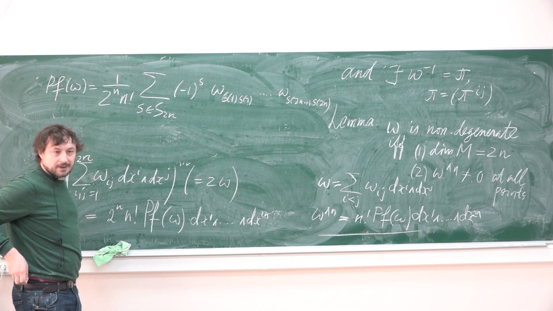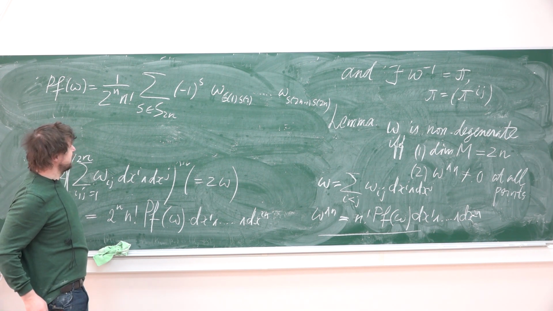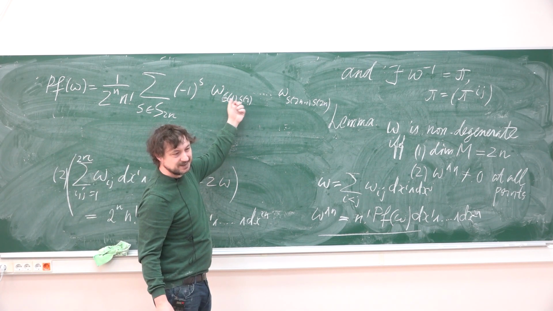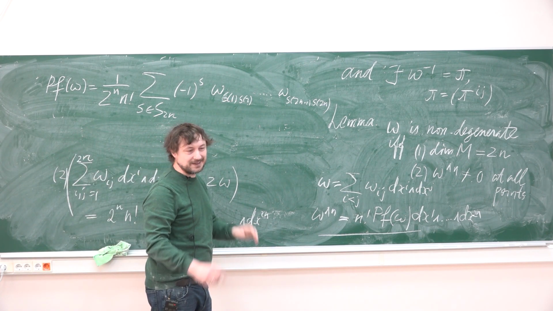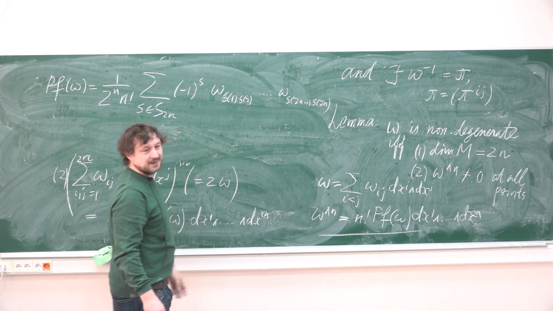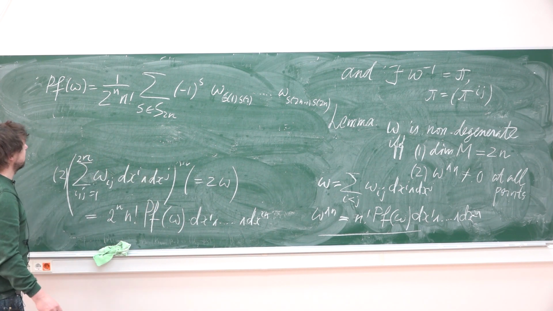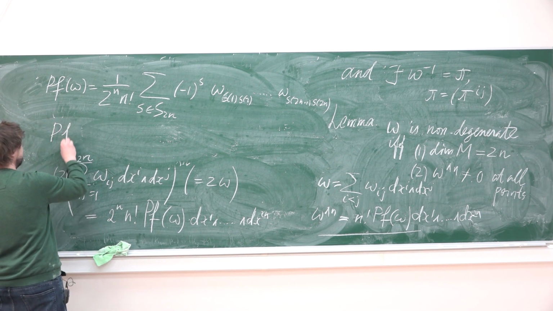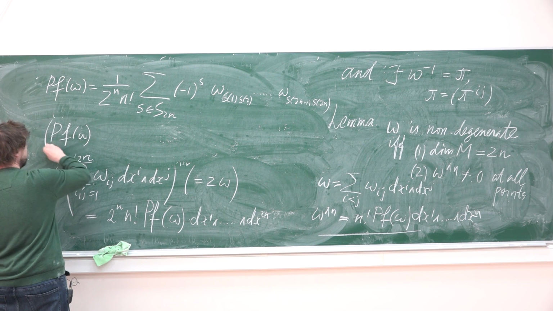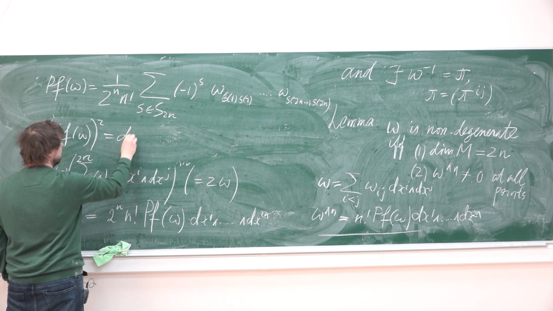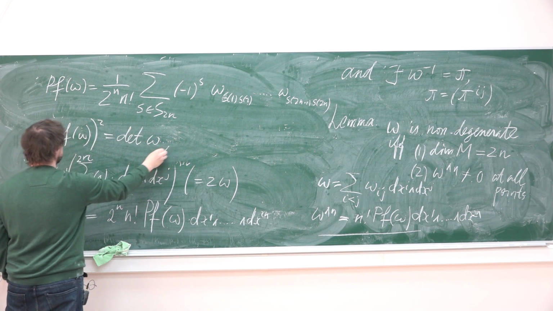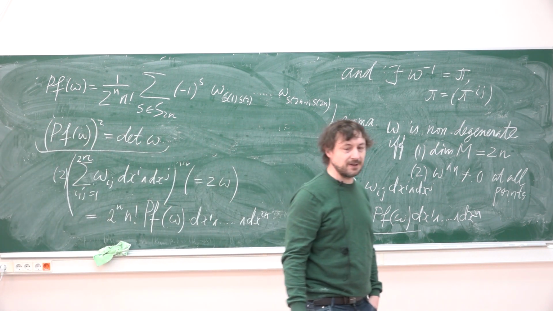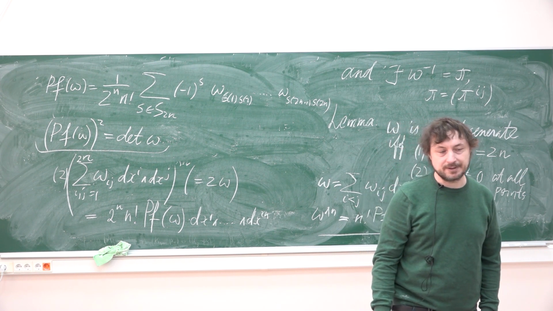But it's not quite anti-symmetrization because we have these indices here. Yeah, but it's something like that. But probably more important is that the Pfaffian of omega, when squared, is equal to the determinant of omega. And therefore, the Pfaffian vanishes if and only if the matrix is degenerate.